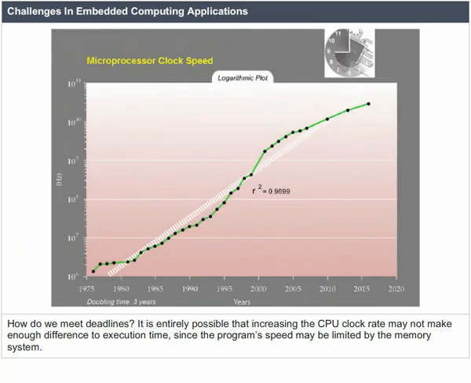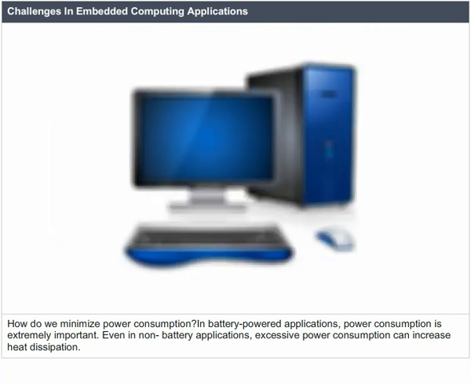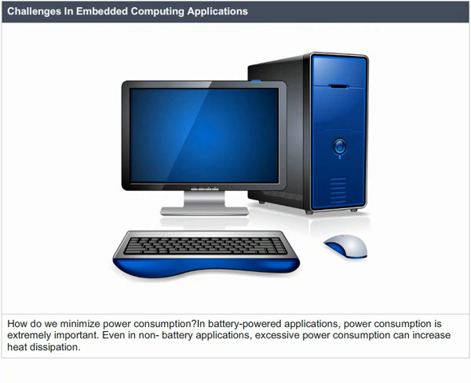How do we meet deadlines? It is entirely possible that increasing the CPU clock rate may not make enough difference to execution time, since the program speed may be limited by the memory system. How do we minimize power consumption? In battery-powered applications, power consumption is extremely important. Even in non-battery applications, excessive power consumption can increase heat dissipation.